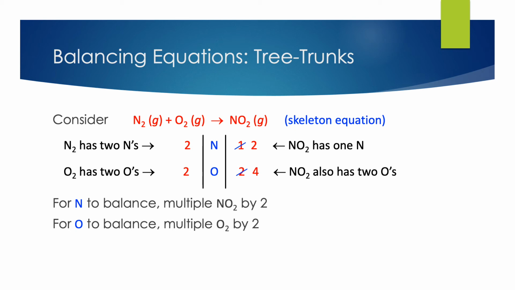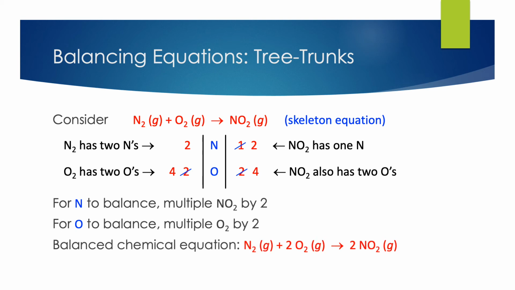The way I can do this most simply is to multiply the O2 by the number 2. I'm going to change its coefficient, and when I do that, I will change that number from 2 to 4. Now I can see that both nitrogen and oxygen are balanced on both sides of the equation, so I have a balanced chemical equation, and this is what it would look like. I multiplied NO2 by 2 in the first step, that's now shown here, and I multiplied O2 by 2 in the second step, so that's shown here. So I've just summarized basically the steps of doing this.